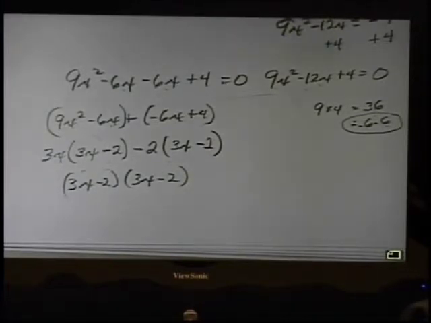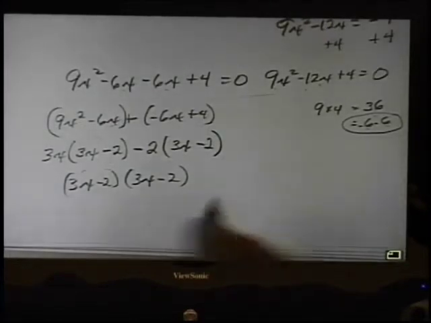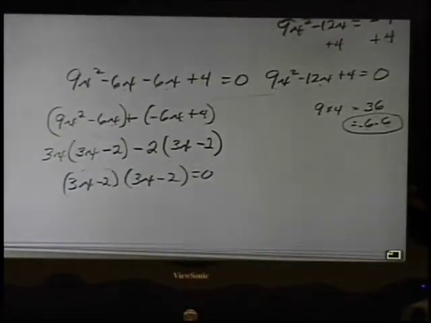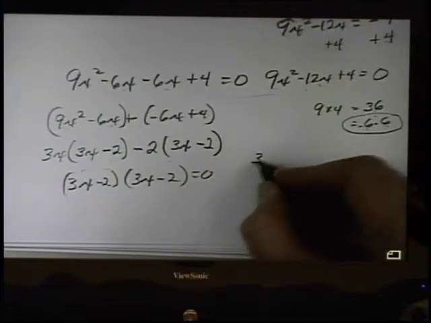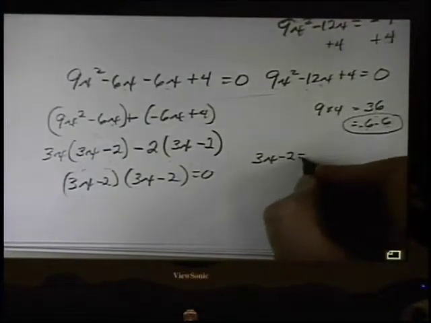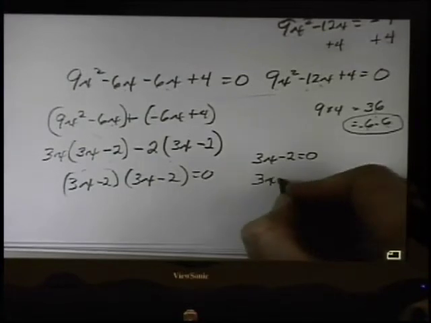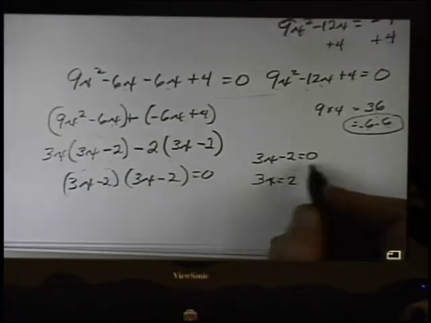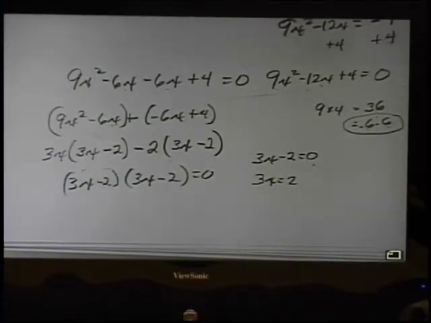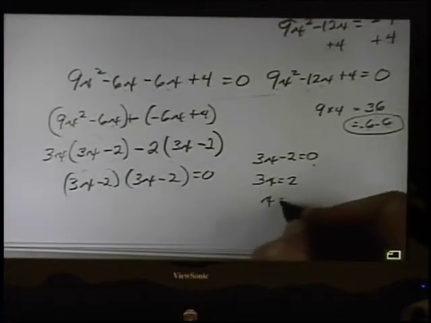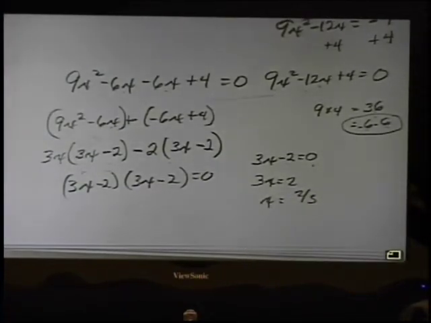So we set this equal to 0, right? And we solve. So we have 3x minus 2 equal to 0. So 3x is going to equal 2, because I add 2 here and I add 2 on the other side. Now I'll divide by 3 and x equals 2/3. So that's my answer. x equals 2/3.